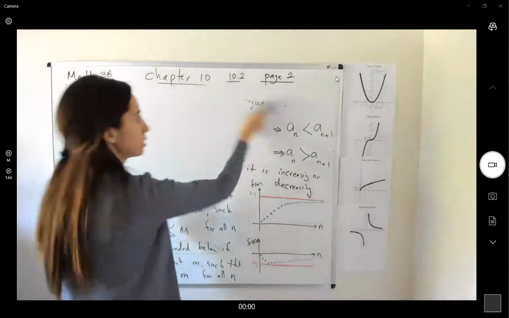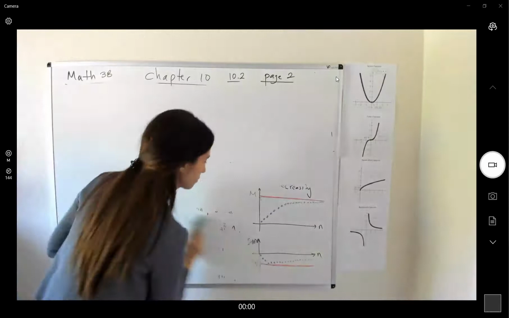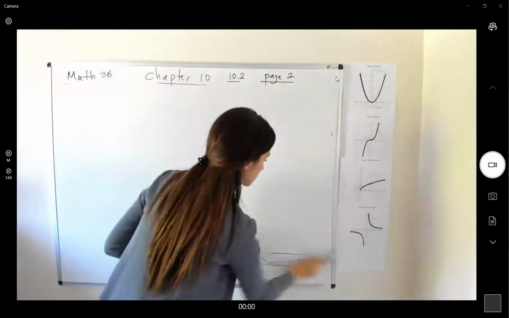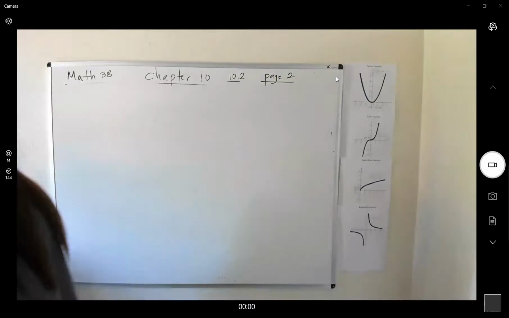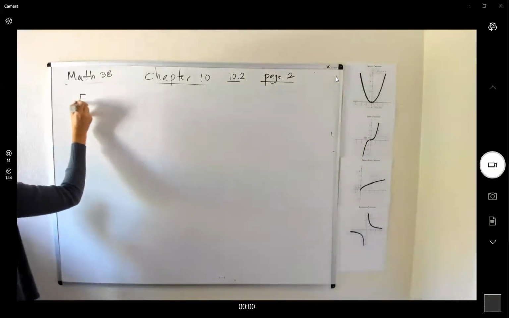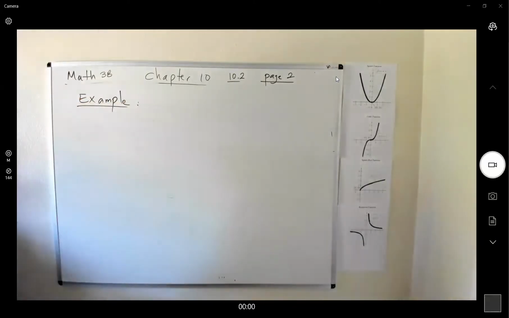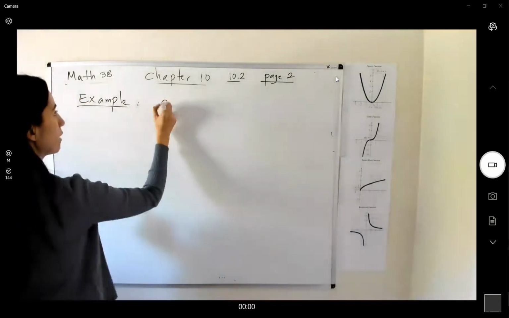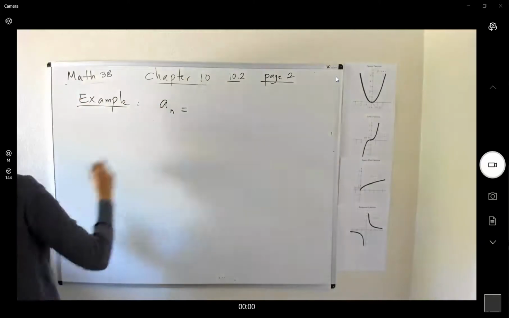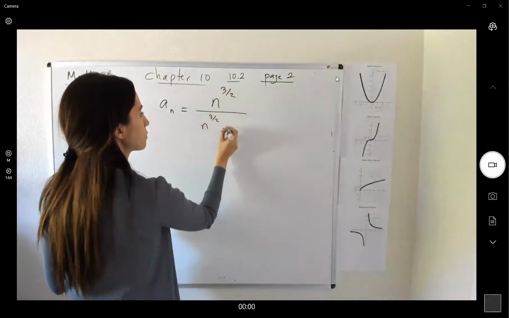Okay, we're still on page 2 of 10.2. Example. The question says, analyze the behavior of this sequence. You have a sub n, which is equal to n to the 3 halves divided by n to the 3 halves plus 1.